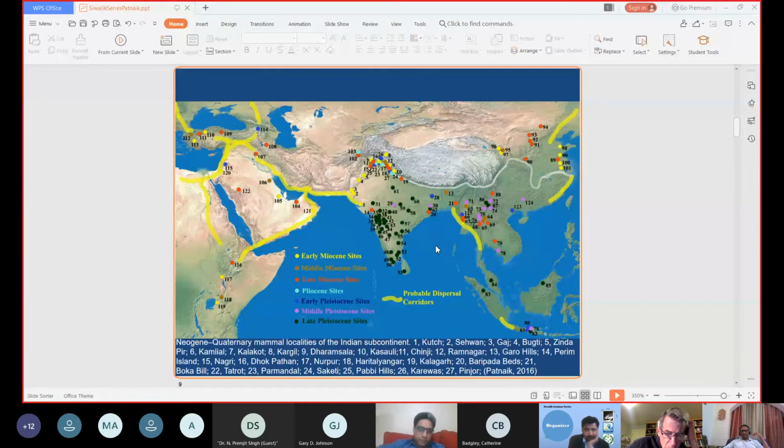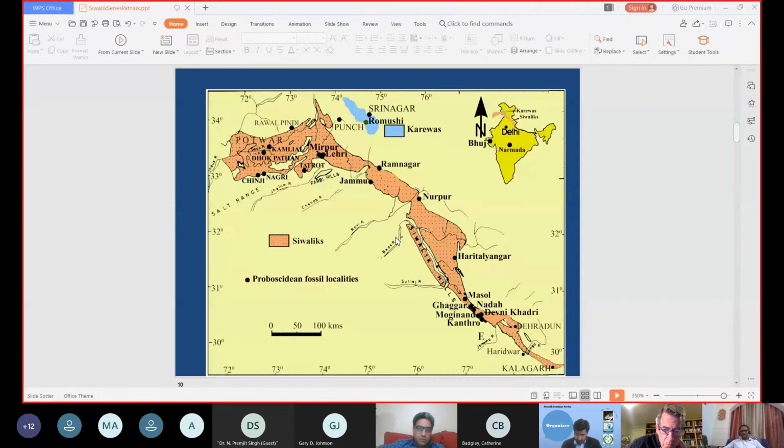Pliocene is still in the Himalayas. Pliocene sediments are not found yet. Terrestrial sediment is not found in the peninsula, and Pleistocene, of course, is all over. So when we look at the Siwaliks, as we all know, they spread from the west in the Potwar and go all the way towards the east.